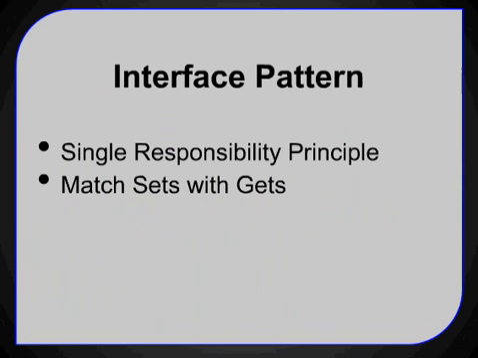When we're creating these interfaces, what we want is we want to maintain the single responsibility principle. Something we haven't talked about yet is we want to match sets with gets. And what I mean by that is if your interface has a way to put something in, like store a user, it needs to have the corresponding way to get it back. Like I save, I need to have a get.